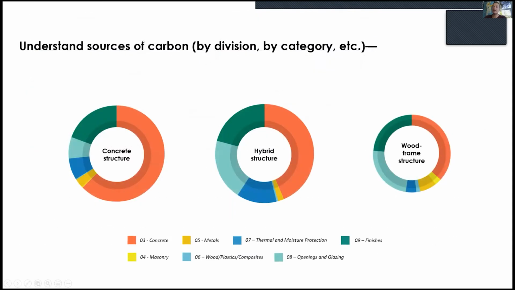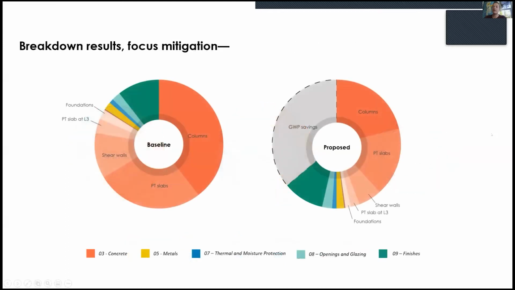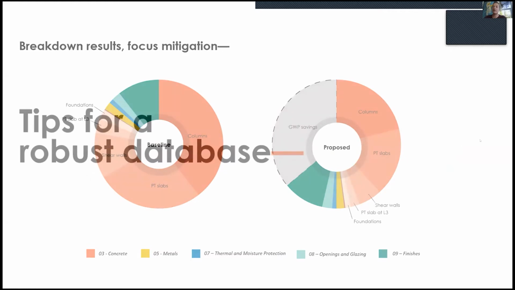Again, just kind of understanding the different sources of carbon in different structural systems, and where the focus on mitigation might be for each of these typical structures. And then going, you know, a level deeper with a tool like Tally, you can actually start to see, you know, within my use of concrete, where is that impact coming from? You know, if I start first with trying to mitigate columns and PT slabs over foundations and shear walls, I'm going to make a bigger overall impact in the end.